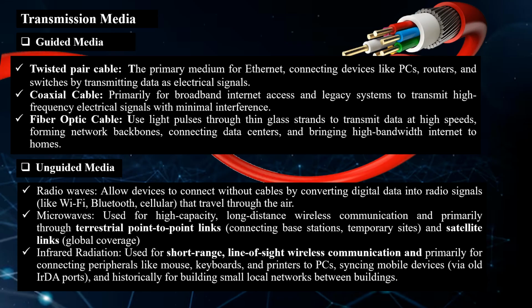Microwaves used for high capacity, long distance wireless communication and primarily through terrestrial point to point links and satellite links. Infrared radiation. It is used for short range line of sight wireless communication and primarily for connecting peripherals like mouse, keyboards and printers to PCs.